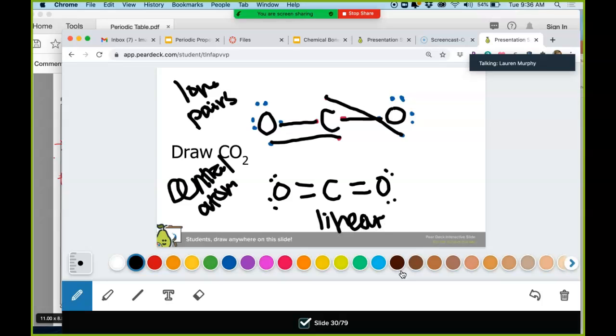And now you're going to have to memorize all of these bond angles. Now, bond angle would mean from this bond to this bond, which is half of a circle, and a circle is 360. So what's half of 360? 180. So this is the bond angle for it. This is called a linear molecule with a bond angle of 180 degrees.